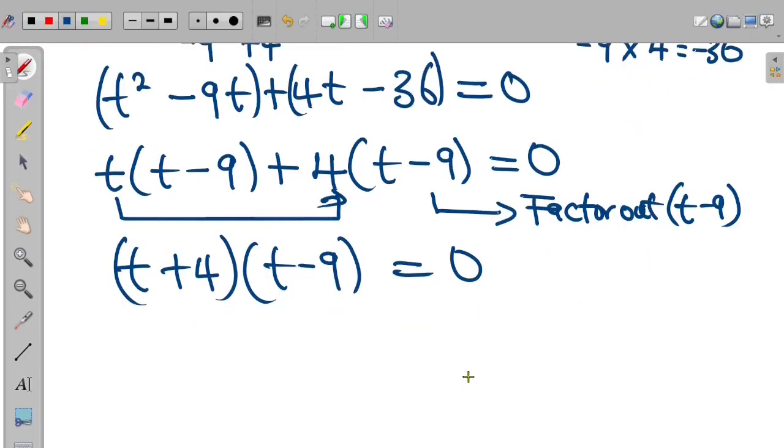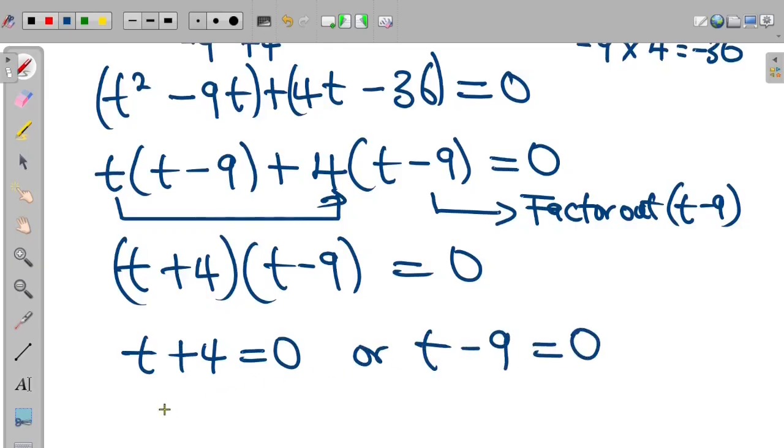So therefore, we have it that t plus 4 is equal to 0, or t minus 9 is equal to 0. So we have that t is equal to negative 4, or t is equal to 9. So at this point, we have obtained the values of t.